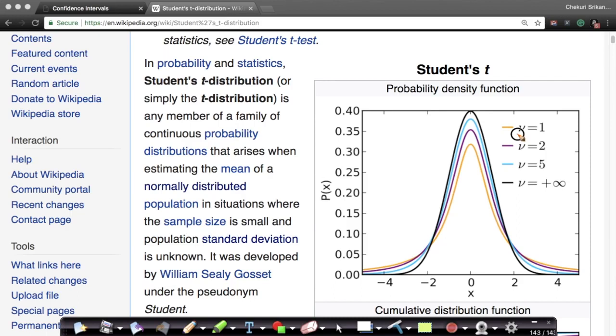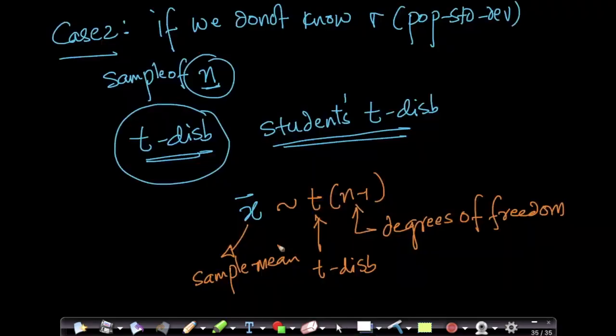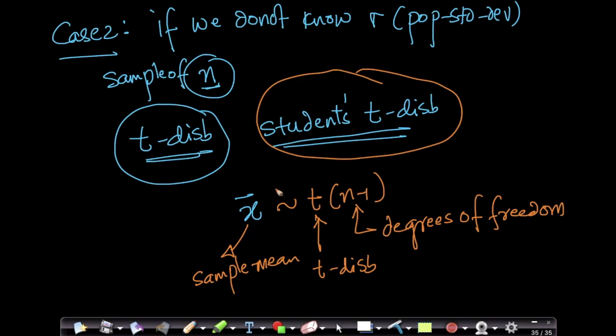It has only one parameter here, which is the degrees of freedom. As the degrees of freedom increases, as you go from orange towards black here, the distribution gets more and more peaked. This distribution was created to compute confidence intervals, to estimate confidence.